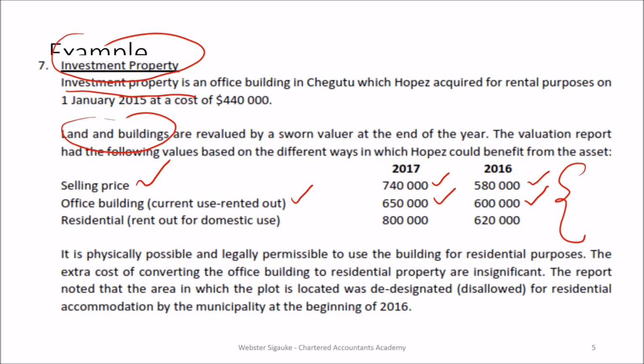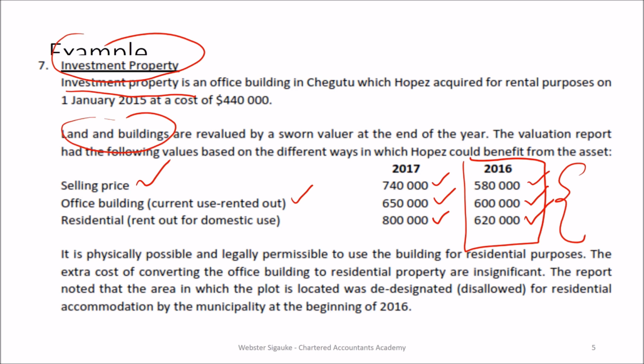So if we continue to rent it out, but on a residential use basis, we'll get value to the extent of 800,000 in 2017, and we get value to the extent of 620,000 in 2016. So the question is, in 2016, which one is fair value? And we'll go and tick on the highest and best use. And the highest and best use in this case is residential, which is giving us 620,000. And in 2017, the highest and best use remains residential, which is at 800,000.